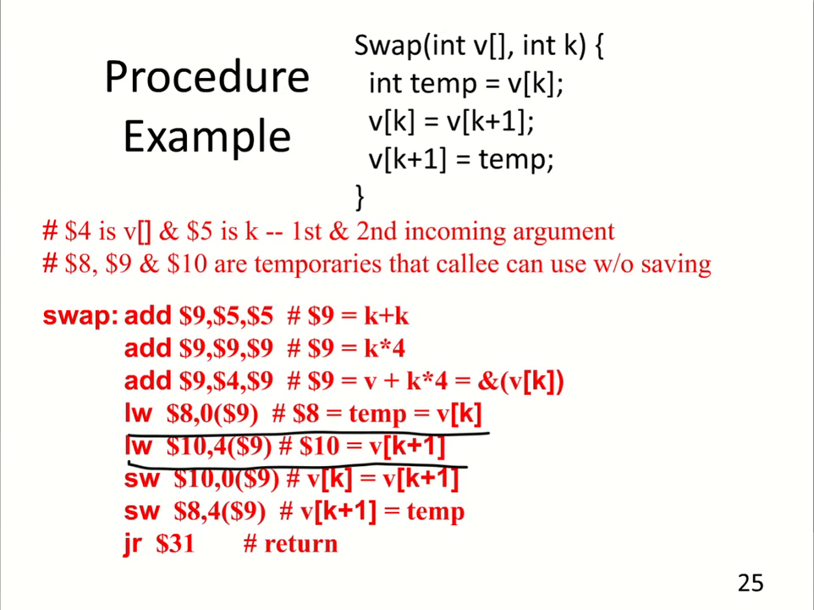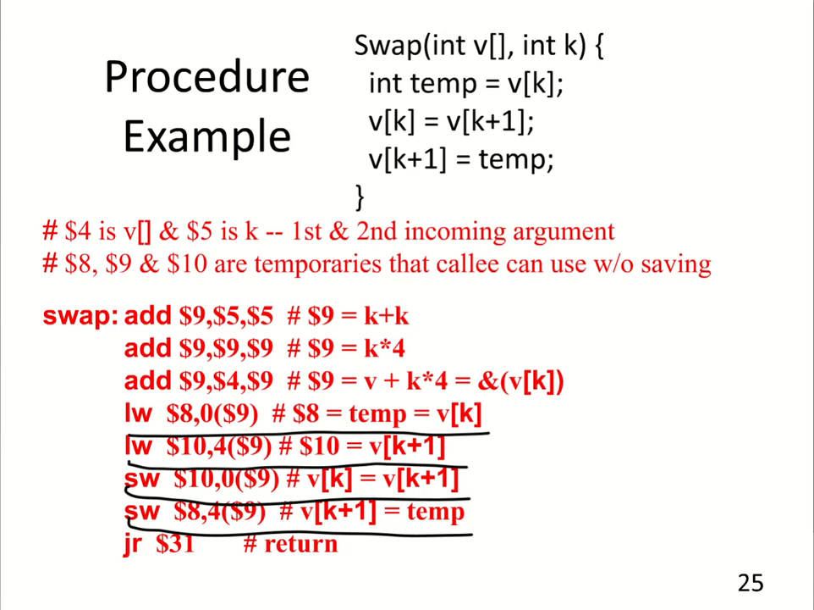After that, we just simply see 2 loads and 2 stores, which are loading the value v sub k, loading the value v k plus 1, and then storing them into the opposite location to implement the swap. And finally, at the end, we have a jump register to register 31, which returns us back to the call site.